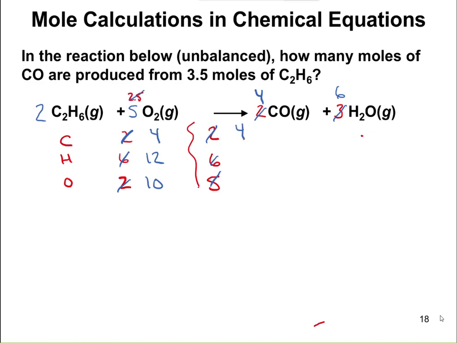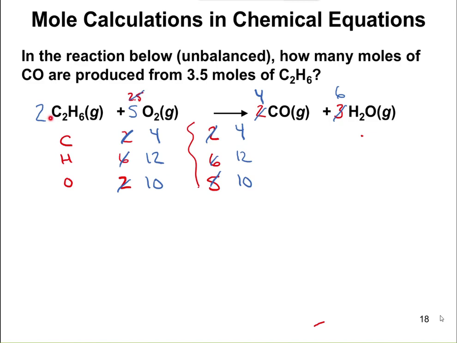For hydrogens, it's going to be 6 times 2 to give us 12. And for oxygens, it's going to be 4 COs, so that's 4 oxygens there, and then 6 H2Os, so 6 more oxygens there, which gives us 10. Now, if you have trouble figuring out this 2.5 idea, if you keep changing coefficients, you're going to get there. I started off with a 1 here, I changed it to a 2, and everything worked out.